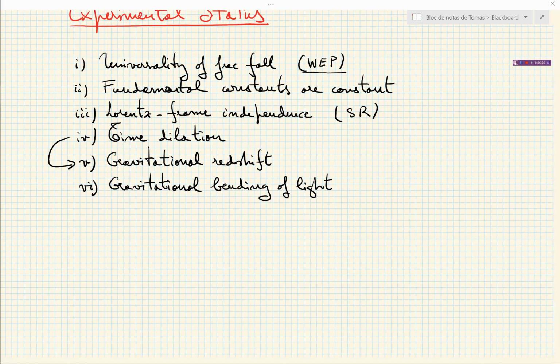Later on, the Gravity Probe A experiment of NASA was able to compare the rhythm of two maser clocks, one of them moving in a rocket and the other staying on Earth. And this effect was measured to a precision of 2 times 10 to the minus 4. Nowadays, this effect can be measured in tabletop experiments. Differences of just 1 centimeter can be detected using what are called optical lattice clocks.